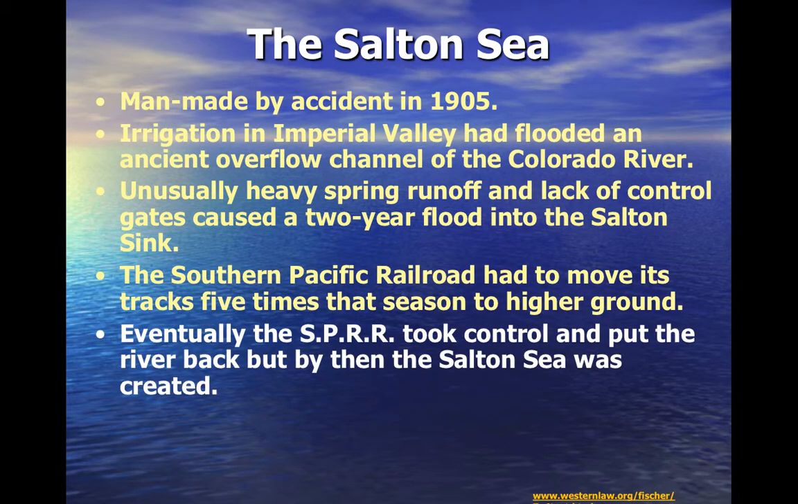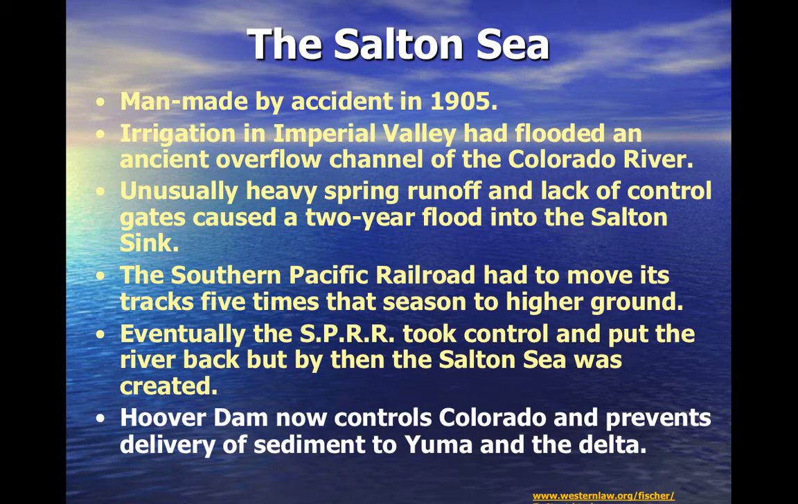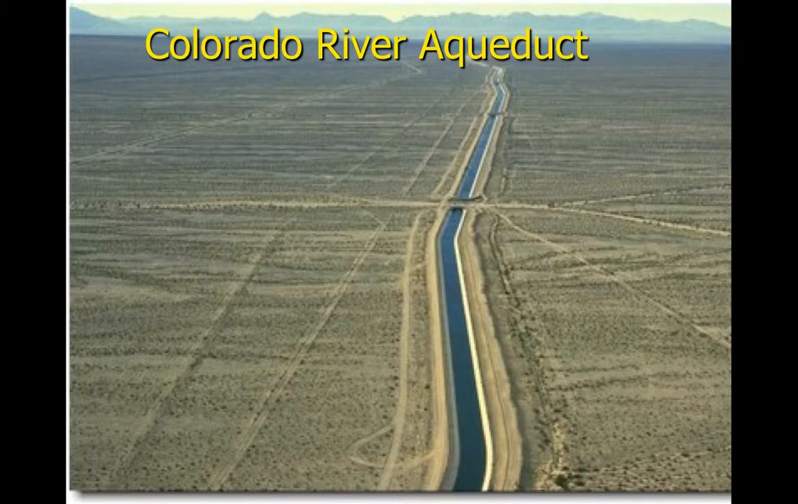This also, the Southern Pacific Railroads had to move a lot of the tracks that were located near it during certain seasons because that area flooded. Eventually, though, with the Southern Pacific Railroad, they did take control of this river, and they diverted the water in there. And now one of the biggest solutions is the Hoover Dam that actually is controlling water so it doesn't flow into that region.